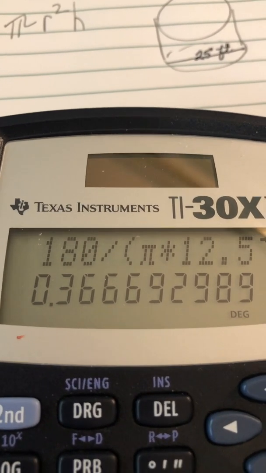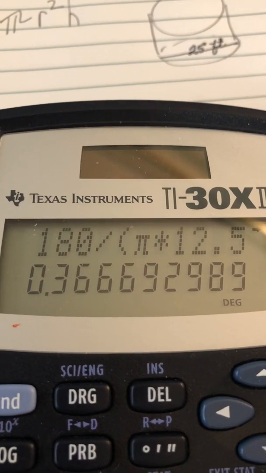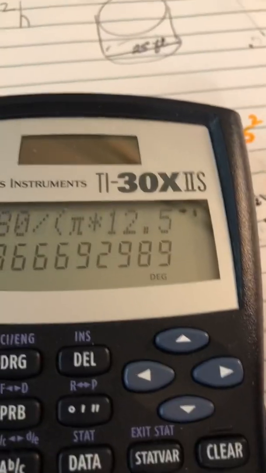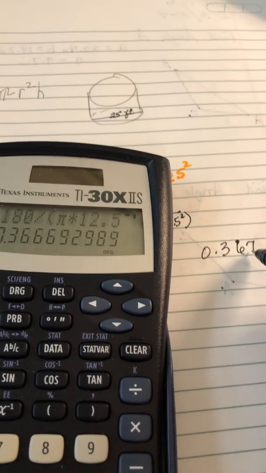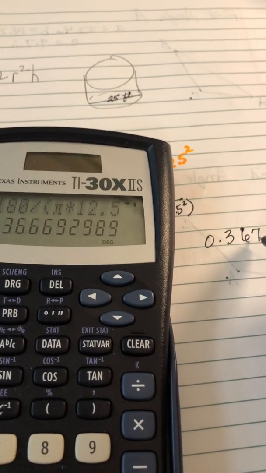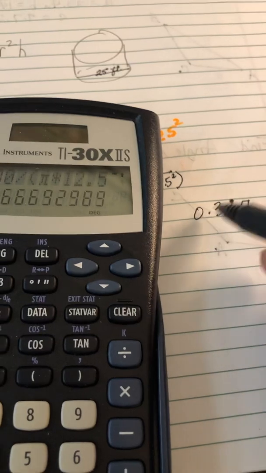So it depends on where you're told to round it. If they said round to 3 decimal places, I don't really remember what this one said, but it could be 0.367 deep.